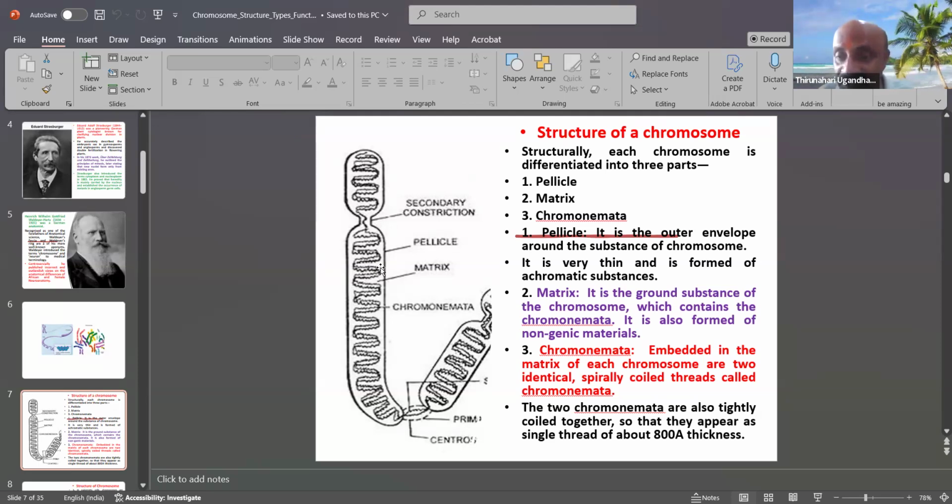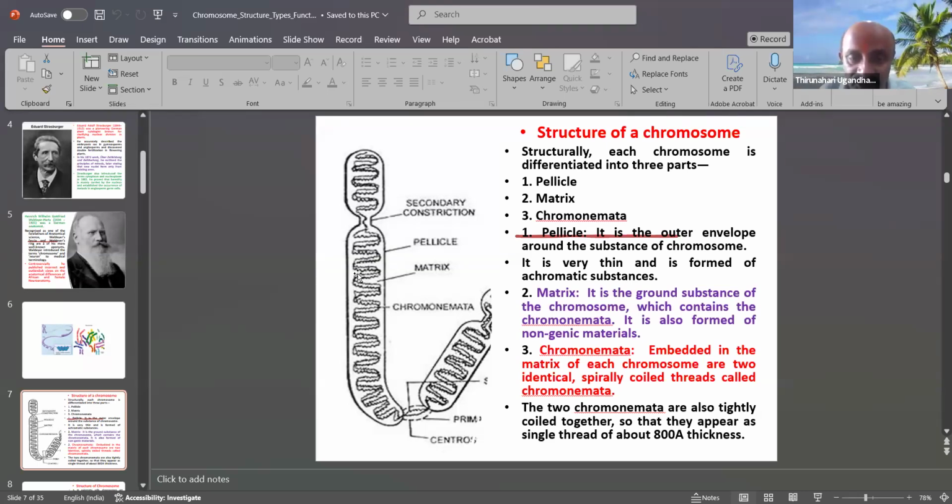It is a very thin layer and is formed of achromatic substances. Chromatic and achromatic, the two types of substances are present in the chromosomes. So this is also called a matrix. The outside layer is also called the pellicle, the black color part. Then the white color part is called the matrix. Inside the white color part, thread-like parts are present.